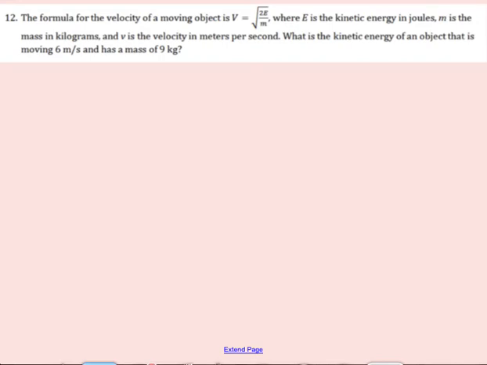So the kinetic energy is going to be the E. Oh, what is the kinetic energy? Sorry, Miss Humbert. So we're looking for E. When we're looking for the kinetic energy, we're looking for E. It's moving at 6 meters per second. That is our V. And the mass is 9. That is our M. So let's go ahead and plug that in.